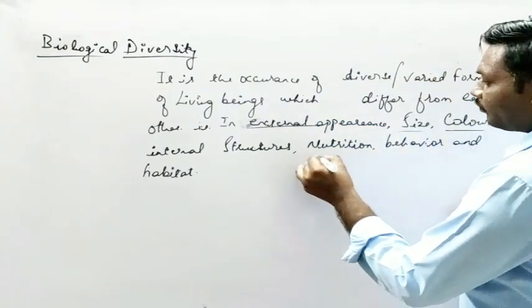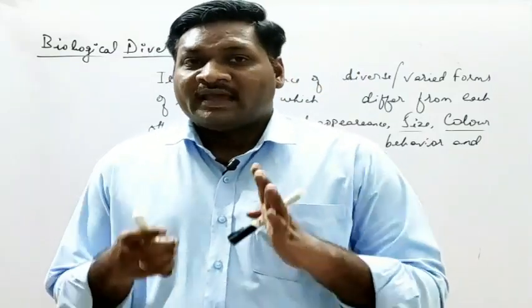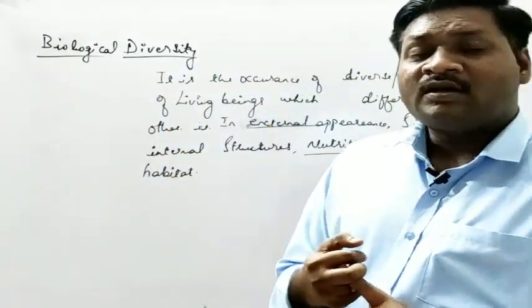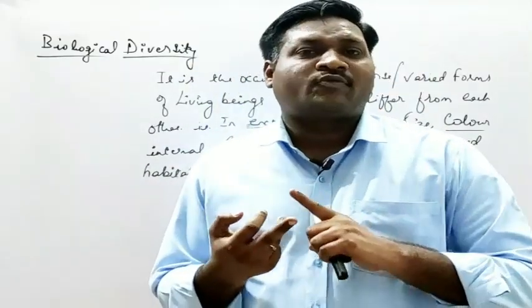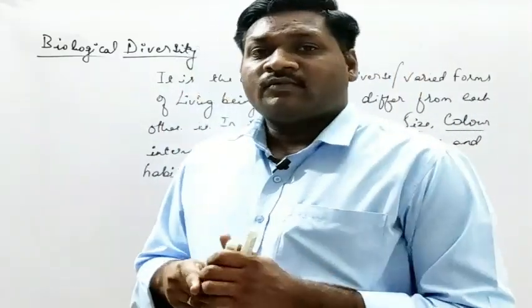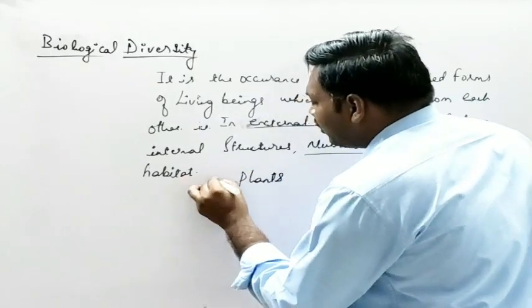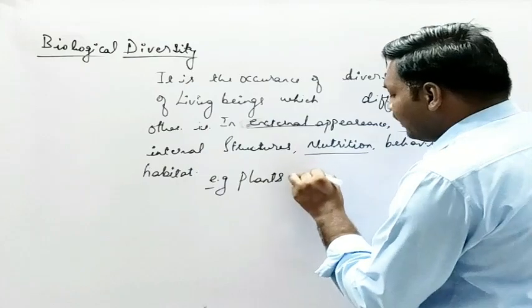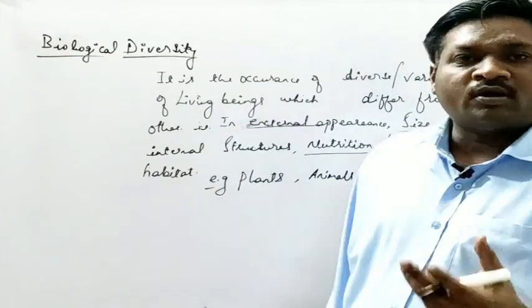The next is nutrition. How can we differentiate the living organisms on the basis of nutrition? See, in nature there are 3 different basic modes of nutrition. One is called the autotrophic mode of nutrition. The second is called the heterotrophic mode of nutrition. In the third, one more category is there, that is the saprophytic mode of nutrition. Here the autotrophic mode of nutrition is seen in organisms like plants. Plants have the autotrophic mode of nutrition. Then animals have the heterotrophic mode of nutrition.